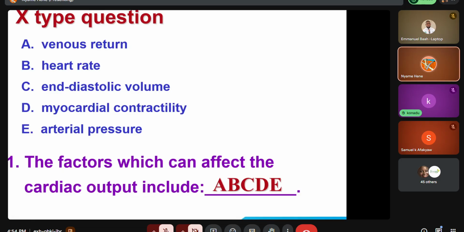Myocardial contractility. If the heart is not contracting very well, what will happen? It means there's going to be low cardiac output because there's not going to be enough blood supply to all parts of the body. Our focus is on the left ventricle. If the left ventricle is not able to contract very well, or is tired, what will happen? And if there's reduced arterial pressure too, it's going to happen that way.